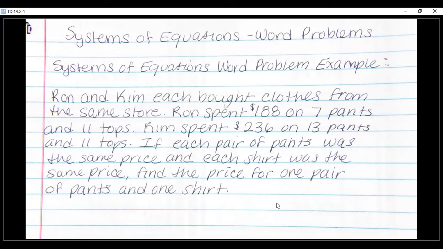So here's our example. Ron and Kim each bought clothes from the same store. Ron spent $180 on 7 pants and 11 tops. Kim spent $236 on 13 pants and 11 tops. If each pair of pants was the same price and each shirt was the same price, find the price for one pair of pants and one shirt.